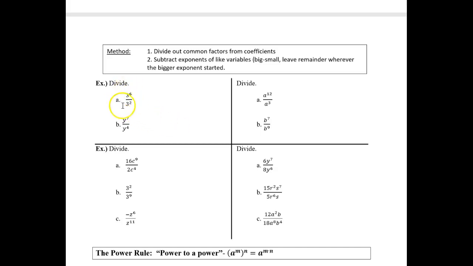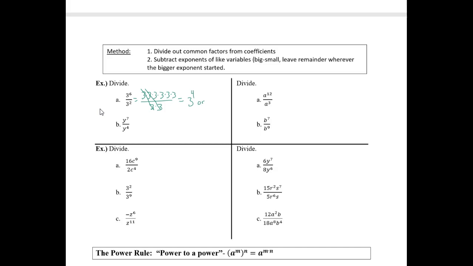So, first example here, I have 3 to the 6th divided by 3 squared. So a lot of times I see students try to divide out those 3's. But it's not just 1 3. It's not just 3 divided by 3. It is 6 3's divided by 2 3's. So only 2 of them divide out. And we end up with 3 to the 4th power.